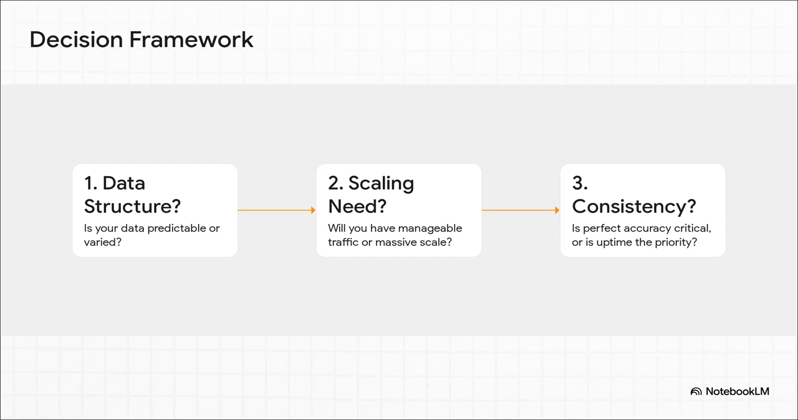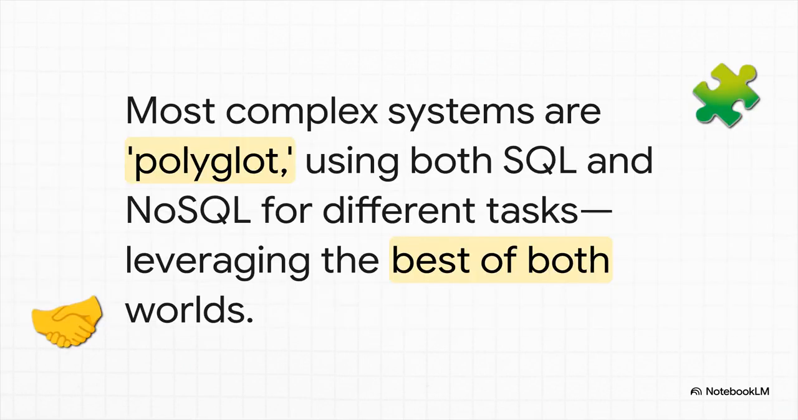Number 1, how structured is my data? Is it predictable, like financial transactions, or is it all over the place, like social media posts? Number 2, what's my primary scaling need? Am I expecting a manageable amount of traffic, or am I planning to go to the moon with millions of users? And finally, number 3, how critical is data consistency? Is it okay for data to be a little stale sometimes, or does every single transaction have to be perfectly accurate every single time?